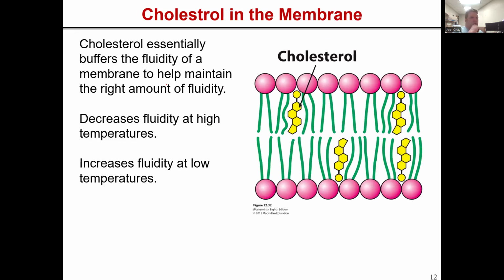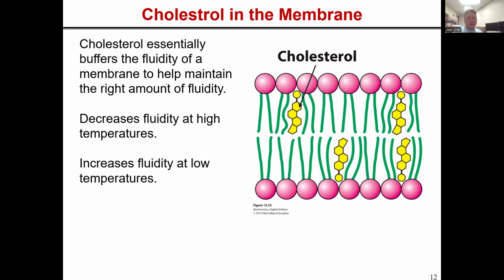cholesterol in the membrane. Cholesterol essentially buffers the fluidity of a membrane to help maintain the right amount of fluidity. So what cholesterol is going to do is decrease fluidity at high temperatures. It's going to increase fluidity at low temperatures.